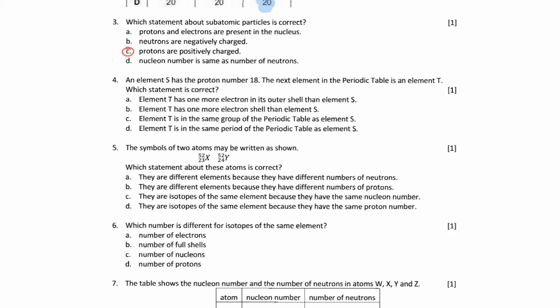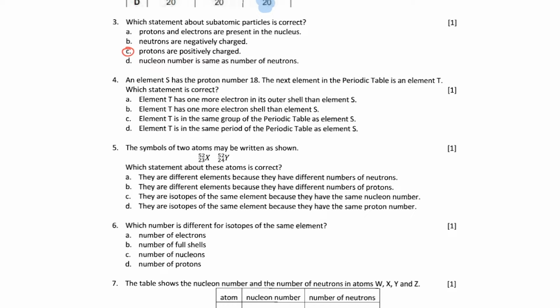If you look at number 4, it says that an element S has the proton number 18. Again, it's an element that they've identified with proton number 18. Now do not confuse this with sulfur. Sulfur is not the element S we are talking about. S is just a random alphabet that they've taken. They have told us that the proton number is 18. So we'll look at the periodic table, and that is argon.